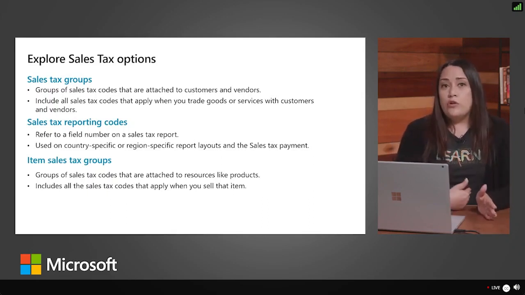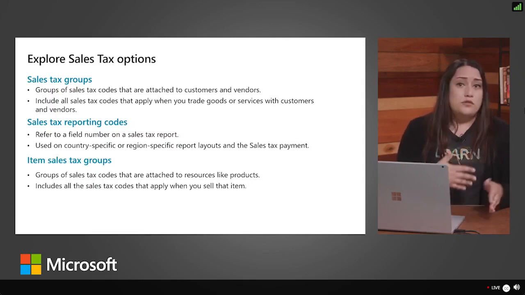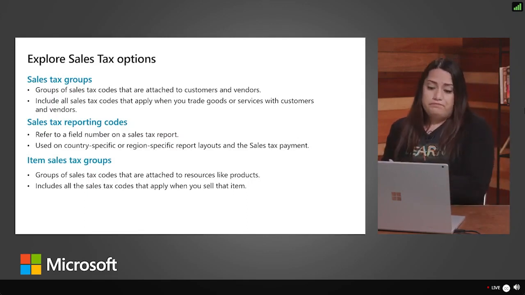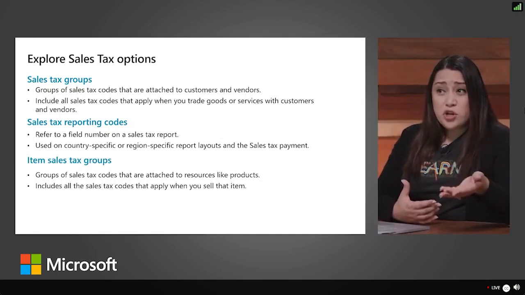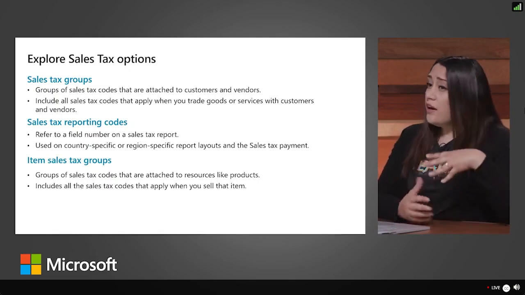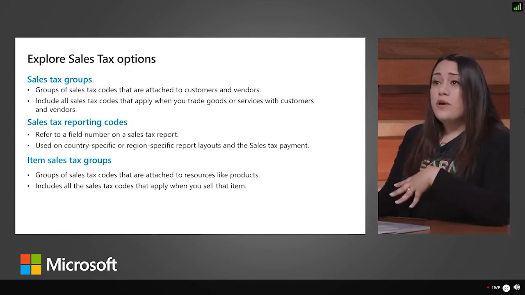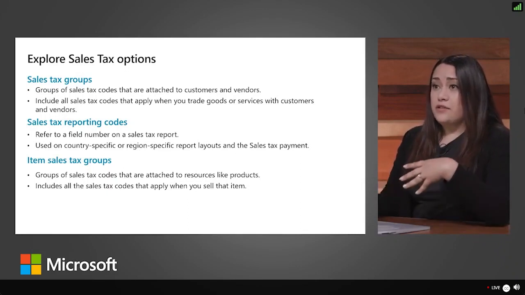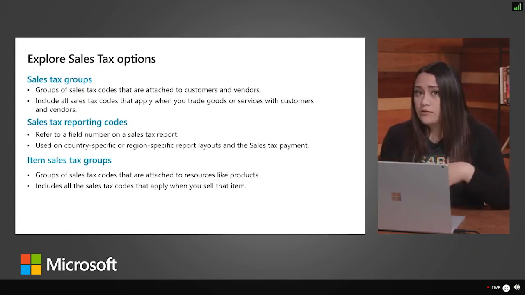Sales tax groups are groups of sales tax codes that are attached to either your customers or your vendors. And this is going to include all sales tax codes that apply when you trade goods or services with your customers or vendors. Since the type of item that you are selling usually determines the type of taxes, you're going to need a way to calculate them for each item. So that's why we have something called item sales tax groups. And think of these as groups of sales tax codes that are attached to the resource, like a product.